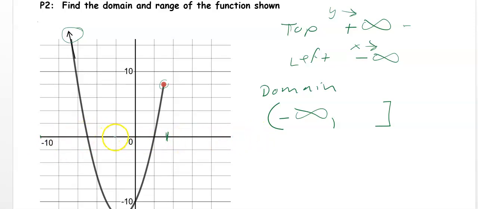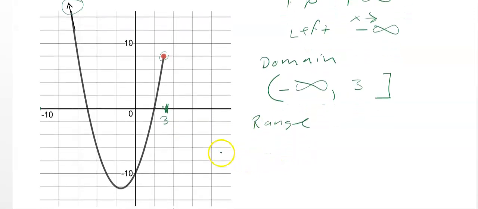That's a negative 10, so it's 2, 4, 6, 8, 10. Each grid is 2. So I have 2, and this appears to be out in the middle. That's at x is 3. So the domain goes from negative infinity to 3, and the range is from the bottom to the top.